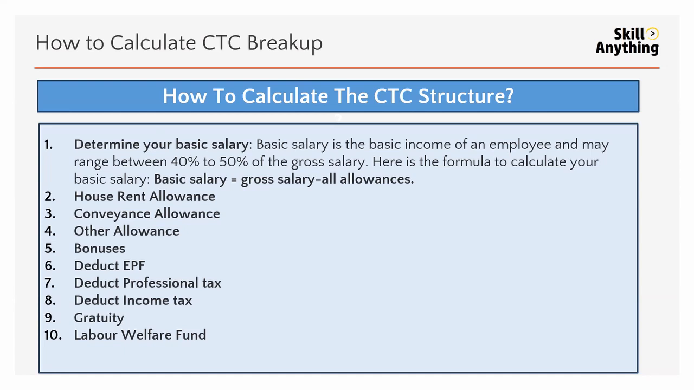In the CTC structure there are house rent allowance, conveyance allowance, other allowance, and bonus, and it will be deducted by EPF, professional tax, income tax, gratuity, and labor welfare. All these benefits are deducted in the CTC structure.